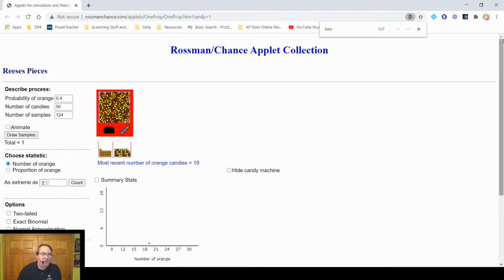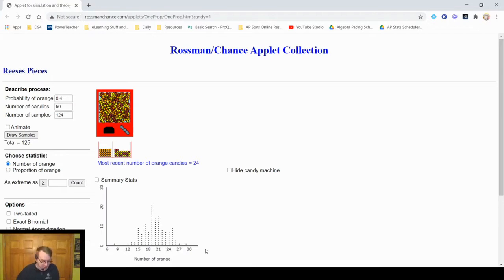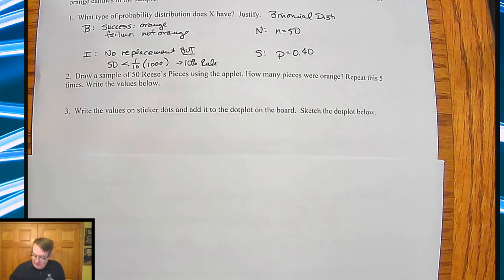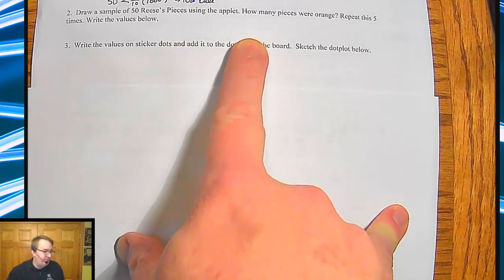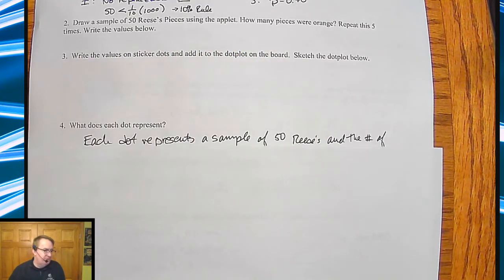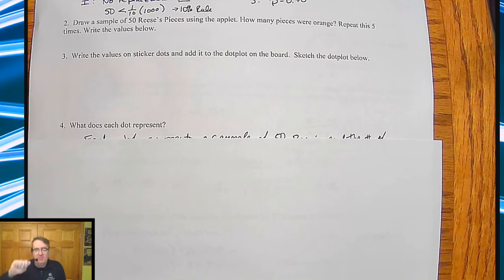So I'm going to go ahead and hit that, and draw samples. There we go. It goes through and simulates 125. So we have a low of about 8 all the way up to about 29, and we have everything in between. And that is what would go here in your notes. So you would have your 5 up here for number 2, and then the values on the stickers, you stick them up, et cetera, et cetera.